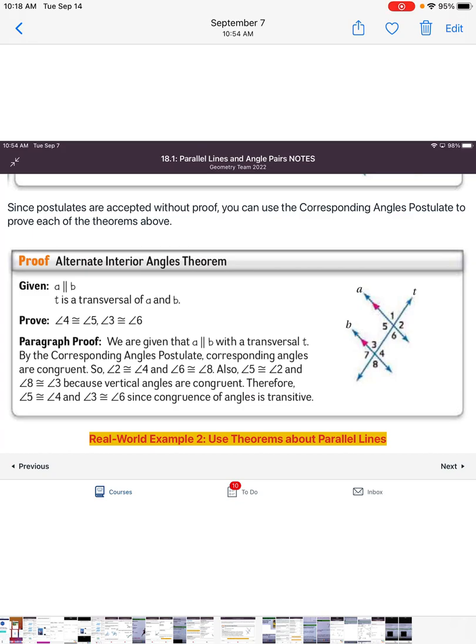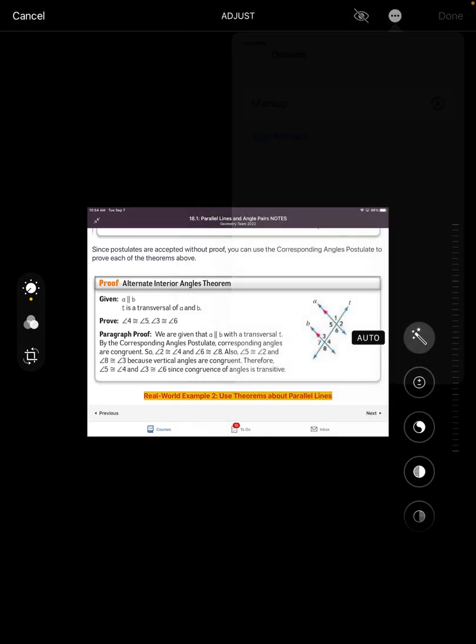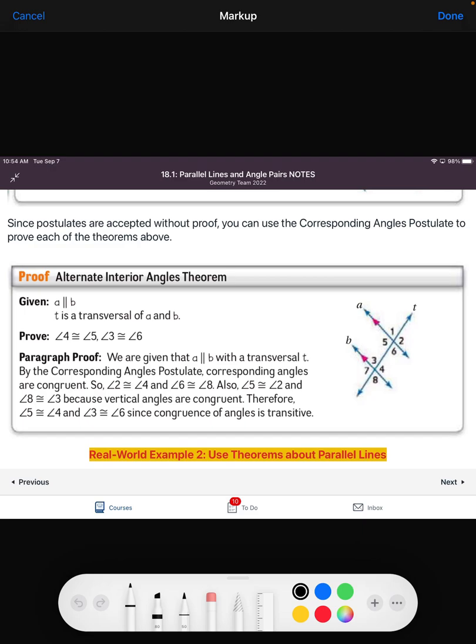Since postulates are accepted without proof, you can use the corresponding angles postulate to prove each of the theorems that we just discussed. So we'll use it to prove the alternate interior angles theorem, that angle 4 and 5 are equal to each other, and 3 and 6 are equal to each other.